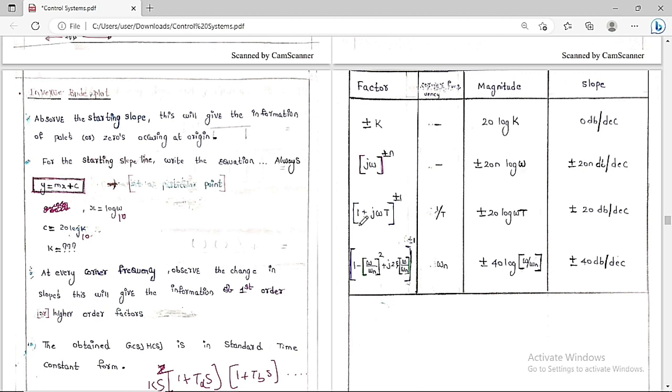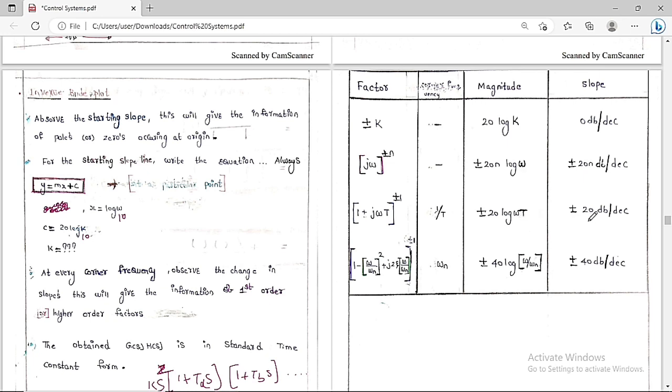Now for the other thing, which is (1 + sT) to the power of plus or minus 1, where s is equal to j omega. For this, the corner frequency is 1 by T, since the time constant is T. This is the corner frequency, also called the cutoff frequency. Below this frequency, the magnitude plot is 0 dB, and above this frequency, the magnitude plot equation is plus or minus 20 log omega T with base 10.